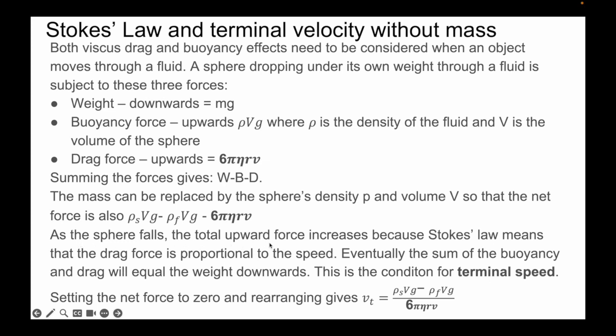As the sphere falls, the total upwards force increases because of Stokes' law, which means the drag force is proportional to the speed, the v over there. Eventually the sum of the buoyancy and drag will equal the weight downwards, and we're going to call this condition once again terminal speed. If we set the net force to 0 and rearrange, we end up with this terminal speed. We can call this the formula for terminal speed of an object in a fluid, a useful formula if we want to apply it.